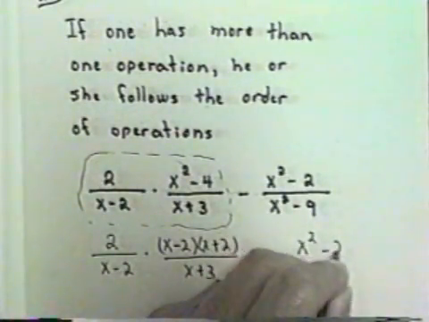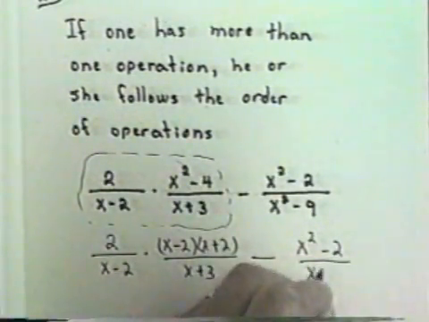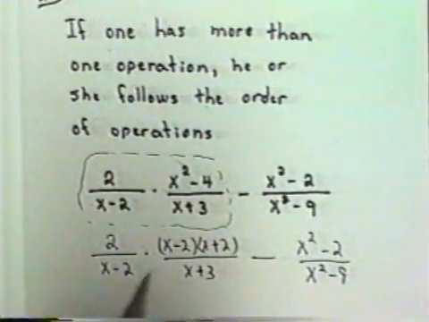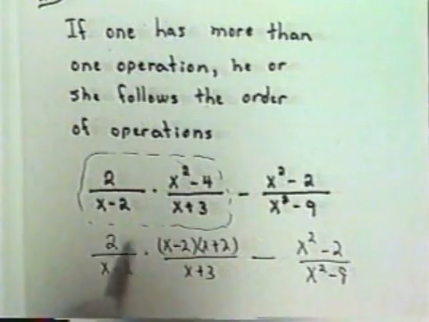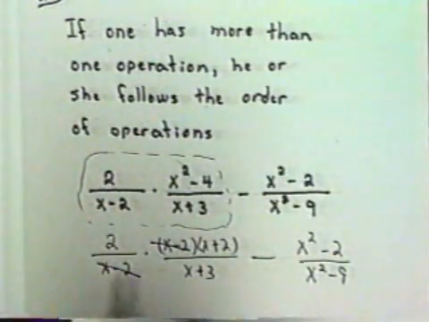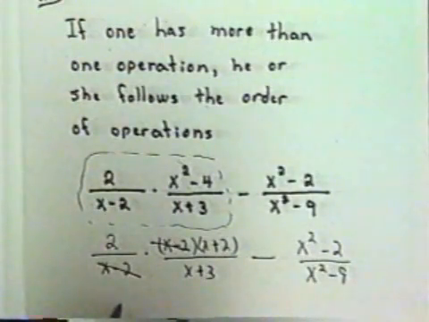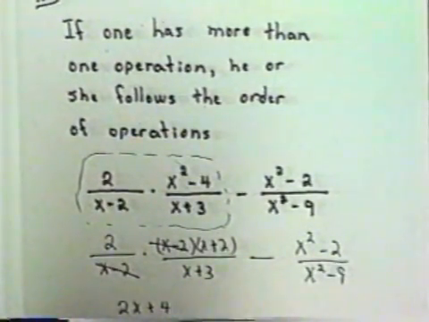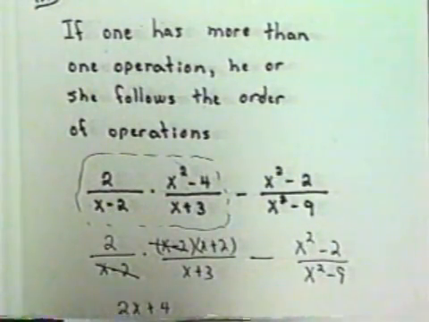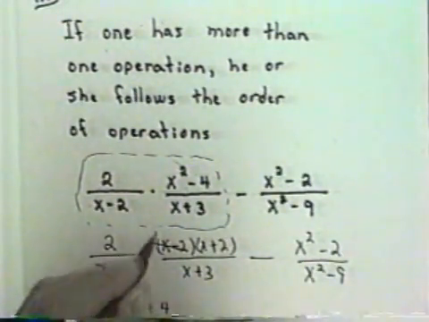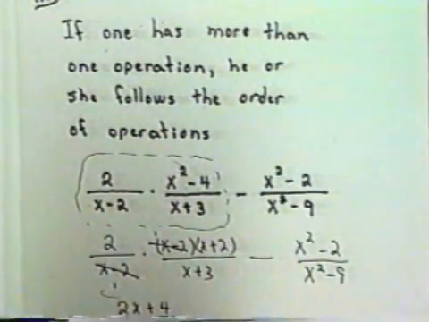x squared minus 2 over x squared minus 9. Now I can reduce my x minus 2's, and I can multiply then to have 2x plus 4 over x plus 3. 2 times x is 2x, 2 times 2 is 4 over, now remember this was 1, this is 1, 1 times x plus 3 is x plus 3.